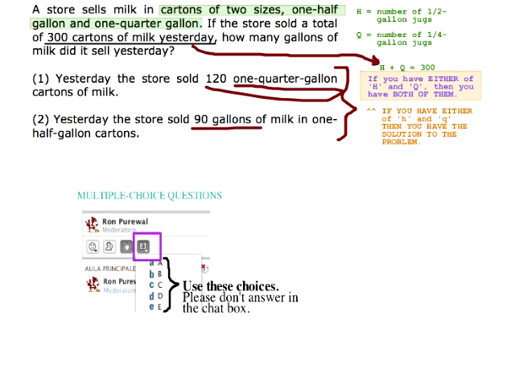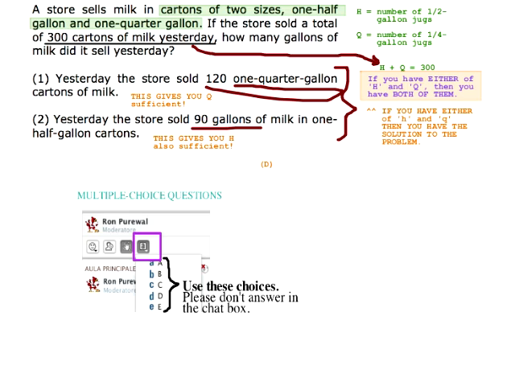There it is. So how about that? If you do that up front, then the statements are reduced to very little work at all. The store sold 120 quarter-gallon cartons of milk. This gives you Q, so sufficient. And 90 gallons: H is not 90, but you don't really care because you know that you know what it is. In point of fact, it would be 180, but you don't care because you have H. This gives you H, also sufficient. So this is going to be D like dog.